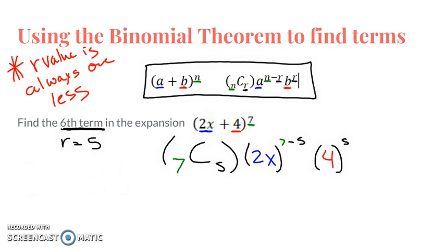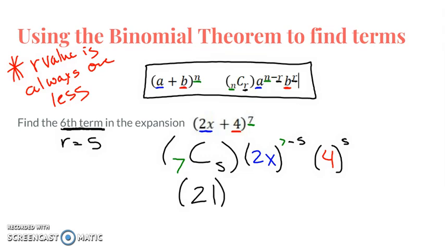7 choosing 5. Oh, geez. I don't know that one. 7 choosing 5, 7th row, 1, 7. Oh, geez. I really don't know that one. I'm going to have to pause. All right, I'm back. Found a calculator. 7 choosing 5 is going to give me 21.